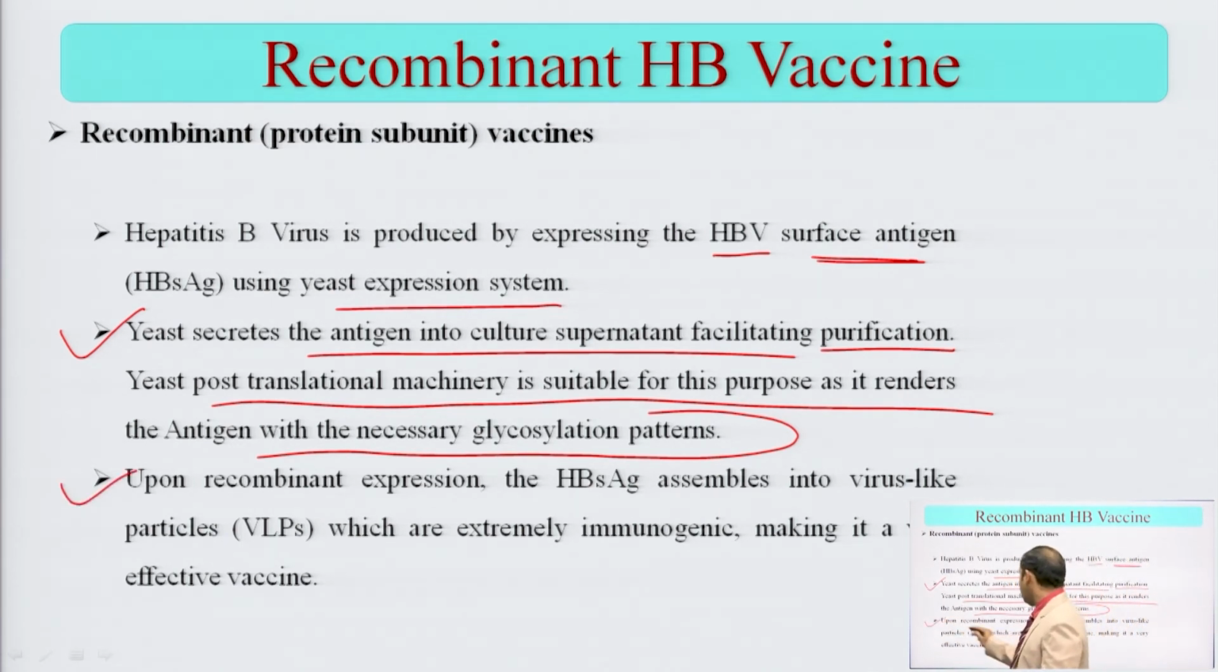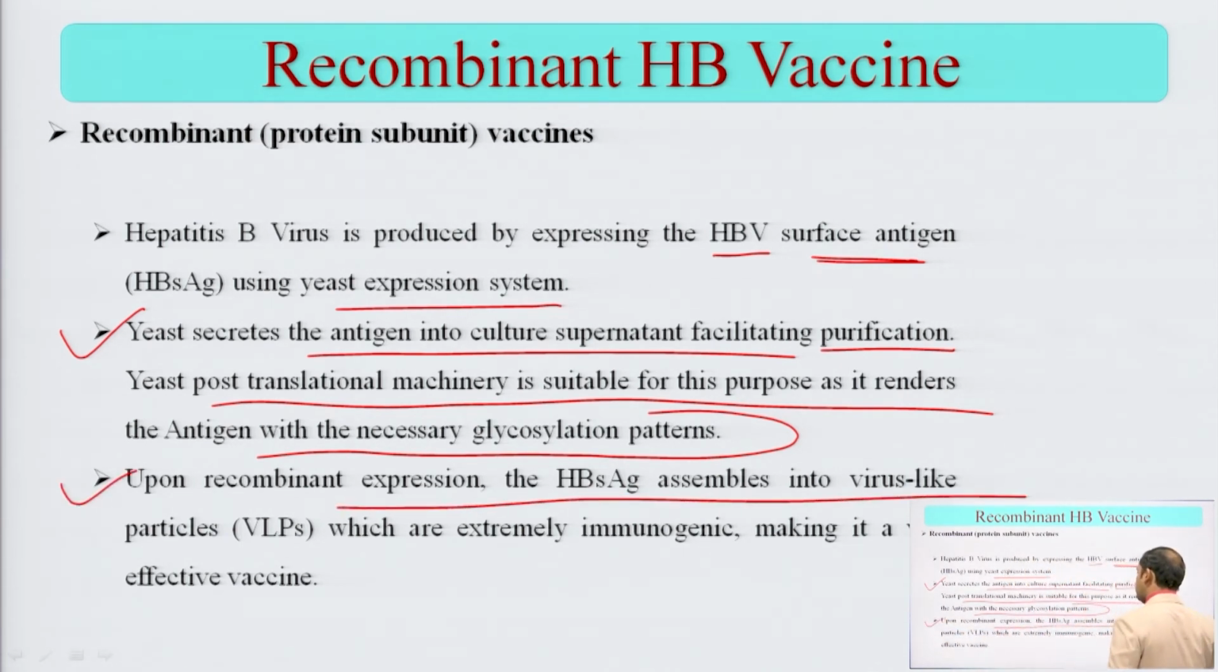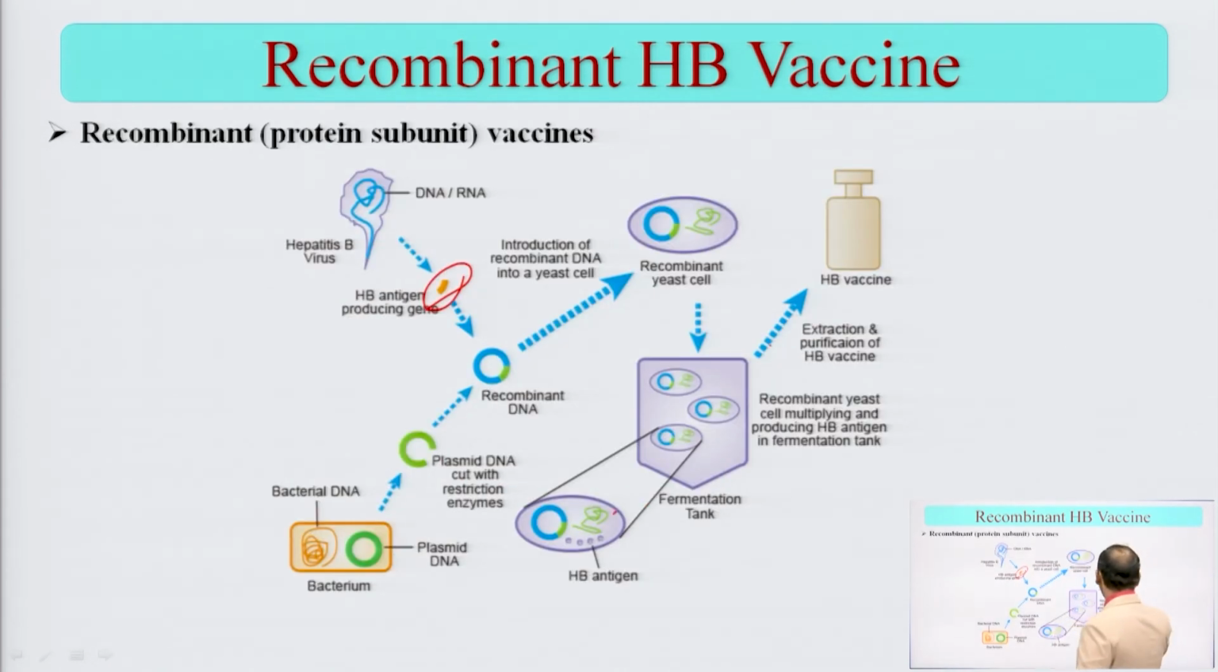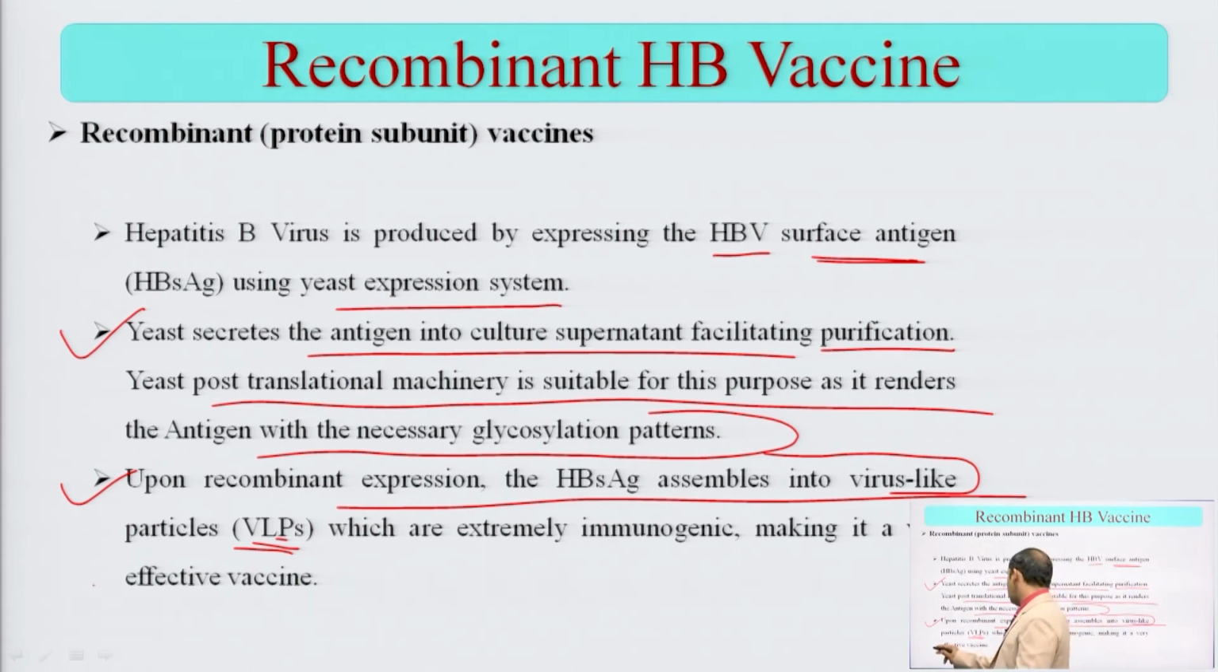Upon recombinant expression, the HBsAg assembles into the virus like particle, VLP, virus like particle. So, whatever the things it will produce here, it will produce the virus like particle, which will be immunogenic and making the effective vaccine.